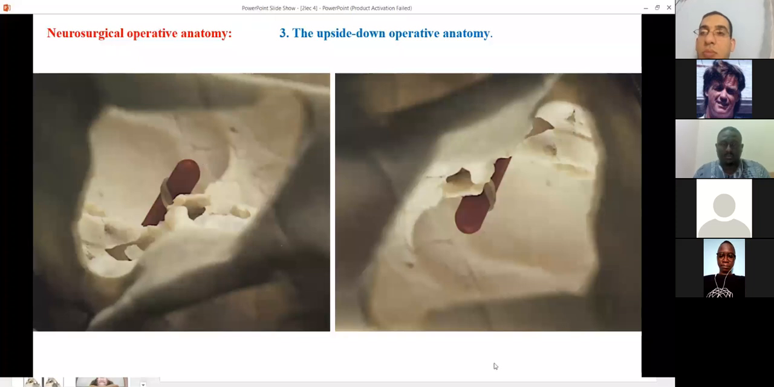I think these two comparative images are the clearest illustration of this concept, about why they say it's upside down. It's not the same, especially while you are dealing with a deep structure within the surgery.